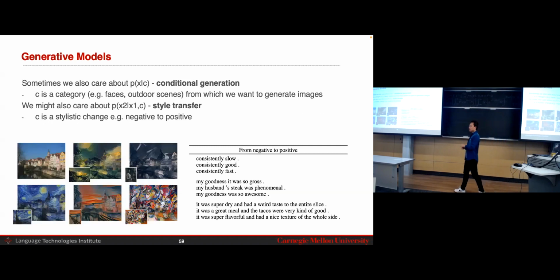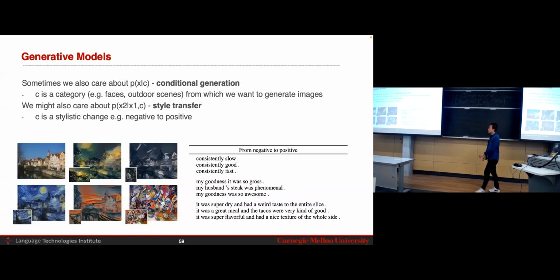Sometimes we also care about P of X given C, where C is a class variable we want to condition on. Typically, X given C is more useful because you want to be able to control what you generate, right? C could be some prompt you give to a language model, so you generate some output conditioned on this prompt. C could be some style, for example, a painting in a certain artist's style, and so on. Typically, you want to do P of X given C. Sometimes you also care about P of X2 given X1 and C, right? Given some input data X1, and given some change in style, can I generate the same data, roughly the same, but only sensitive to these changes in style?